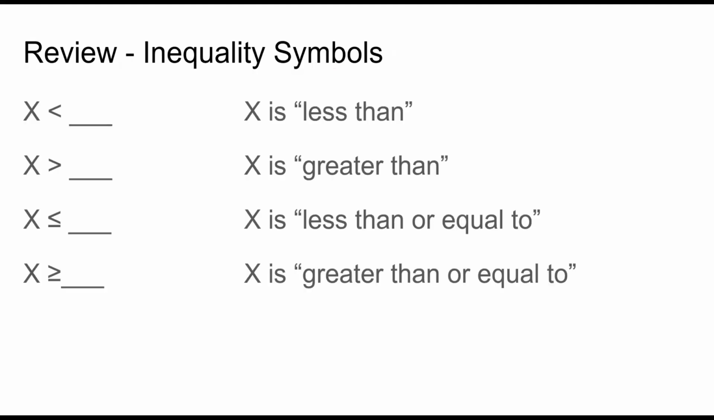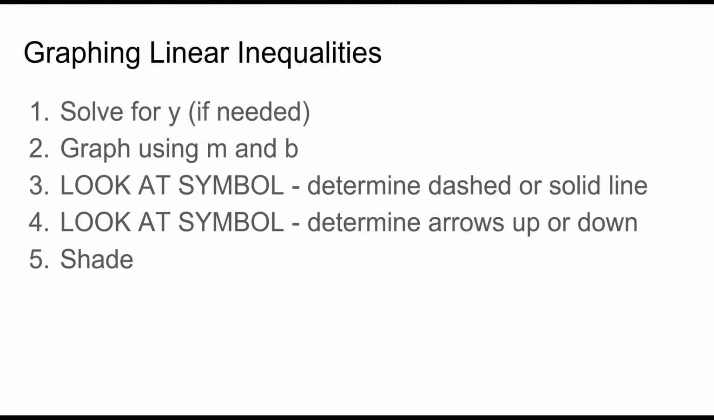Let's just recall, you should have a clear understanding that this symbol is read as x is less than, x is greater than, less than or equal to, or greater than or equal to. Okay, how we're going to graph inequalities. If it's not in y equals mx plus b, we're going to solve for y, graph using m and b. We're not going to connect our dots until we decide dashed or solid. And then we're going to look at the symbol, less than or equal to, greater than or equal to, and decide if we're going to draw arrows up or arrows down on the line, and then finally shade.